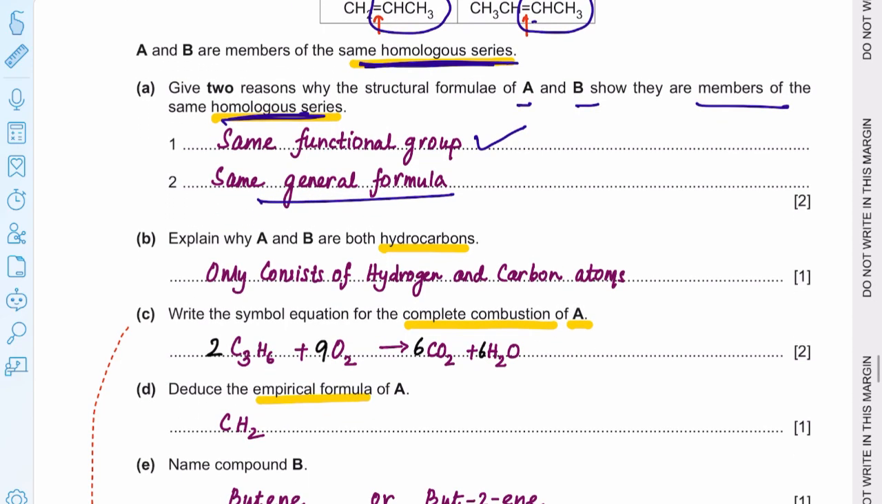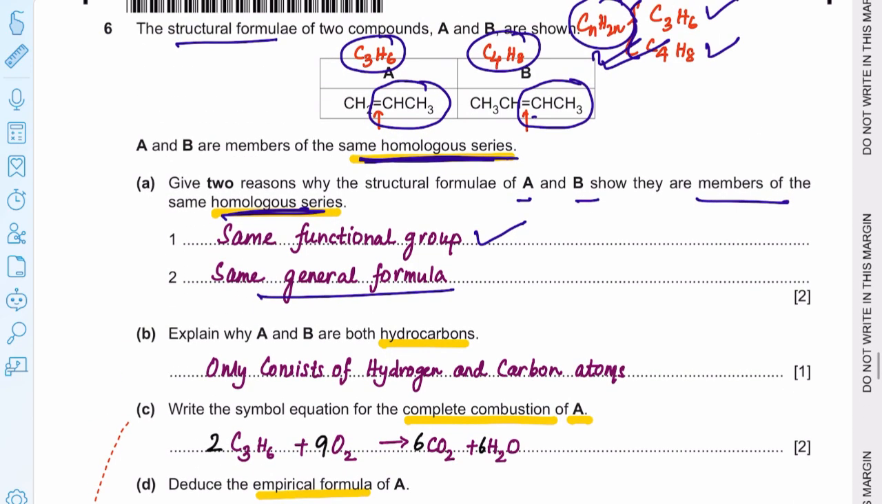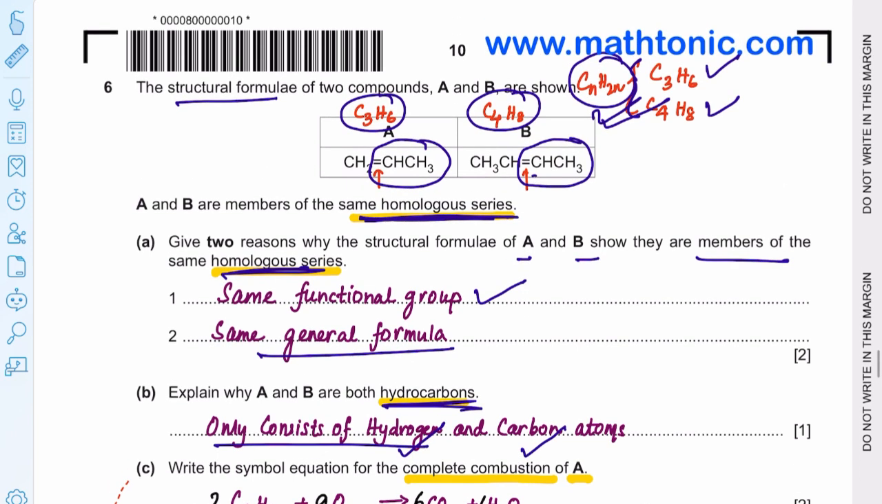Explain why A and B are both hydrocarbons. And what do you mean by hydrocarbons? A hydrocarbon means it will only contain hydrogen and carbon atoms. That's why A and B, if you see, contain only carbon and hydrogen. That means they are known as hydrocarbons.